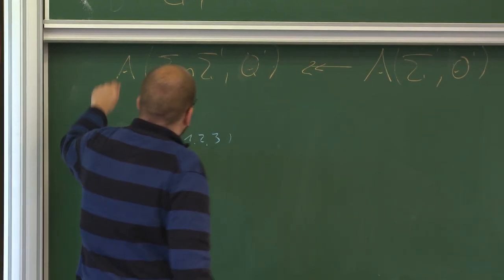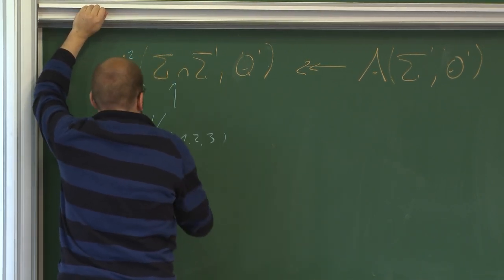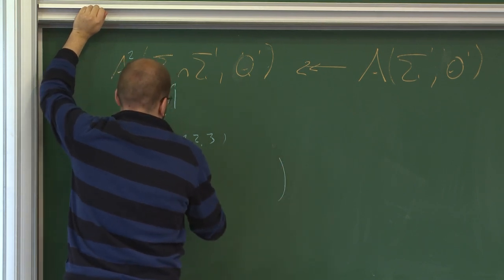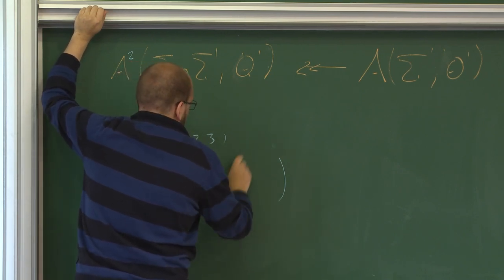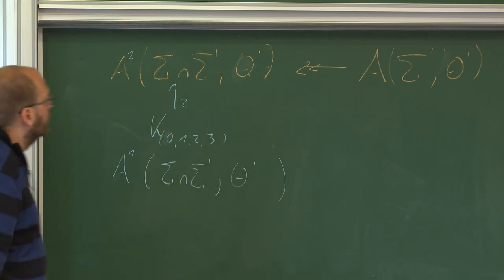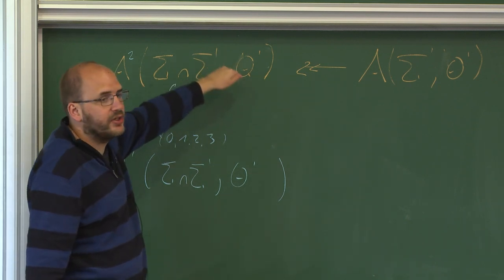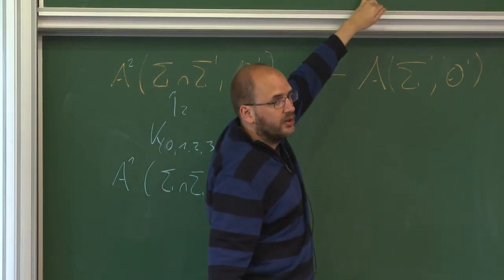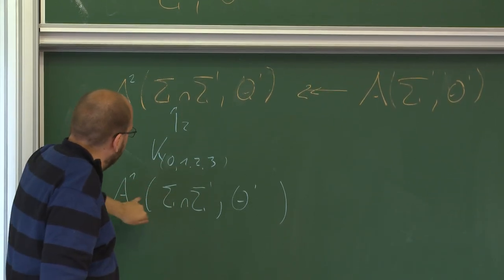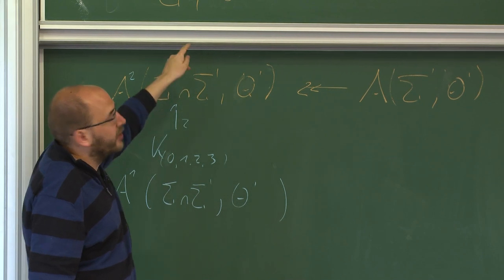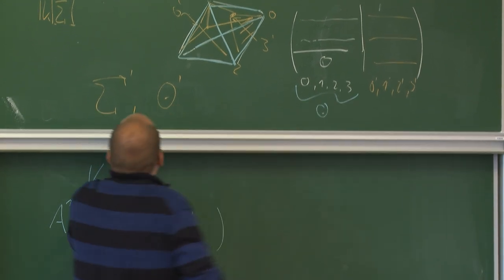Okay, so now let's compute this. What is A2 of this and A1 of this? Sigma intersection sigma prime. Well, essentially this is just A of sigma with the original linear system of parameters theta that I had, right? Restricted to degree 2, because degree 2 is just what I have on the edges. Degree 1 is just what I have on the vertices. And so I just have the original linear system of parameters theta here, right? So this was my original theta, and now I extended it to theta prime.